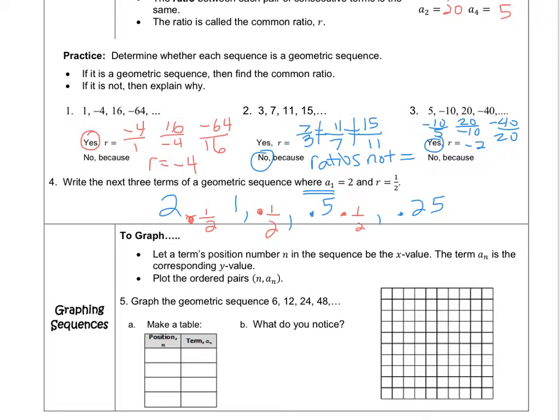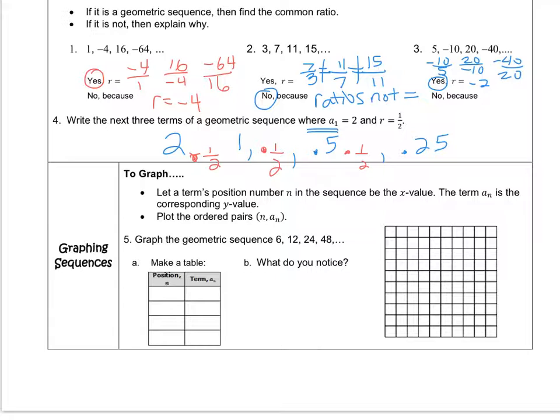Okay, so on number 5, we're going to graph our geometric sequence. So the way that we do this is we're going to let each place in the sequence be our x value. So our 6 is the first place, or the first term. Our 12 is the second term. The 24 is the third, and the 48 is the fourth.